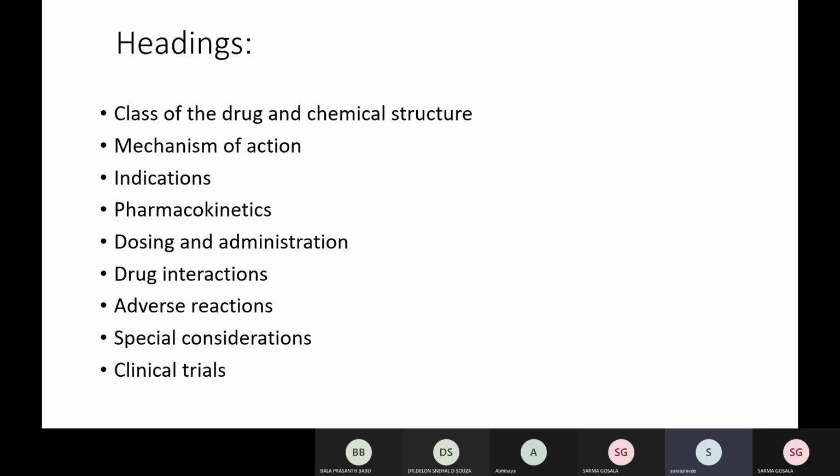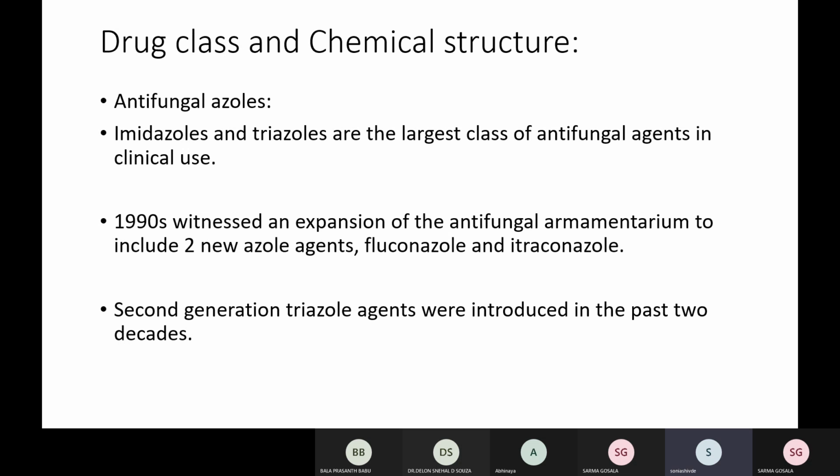There is not much literature which is available on clinical trials of newer antifungals, though I'll be highlighting some of the important FDA approved trials. So let's start with the drug class and chemical structure.